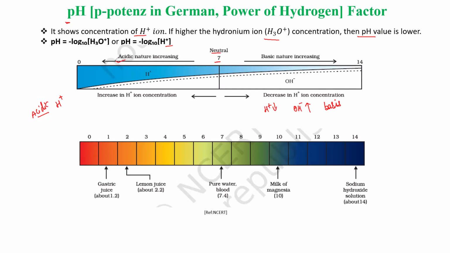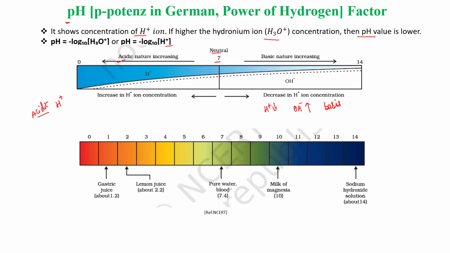So here, if you see, the range is 0 to 7 for acidic solutions, and more than 7 and around 14 is called basic in nature. So for some common solutions that we use in daily life, the pH values are given here, and you need to remember them. Sometimes you'll get an objective question on this.